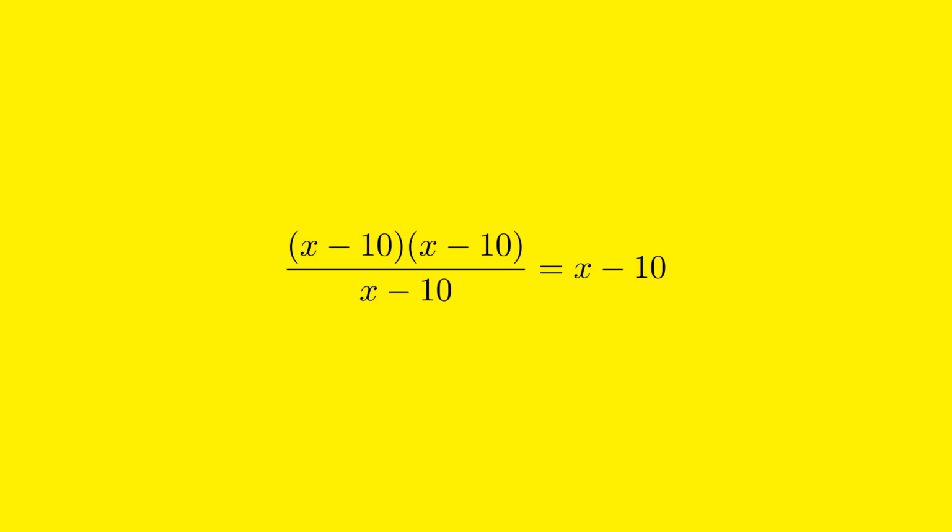After canceling the common factor, we are left with x minus 10 over 1. Since any number divided by 1 is the number itself, the final simplest form of our expression is just x minus 10. This completes step 2 and is the final step in simplifying the rational expression to its lowest terms.